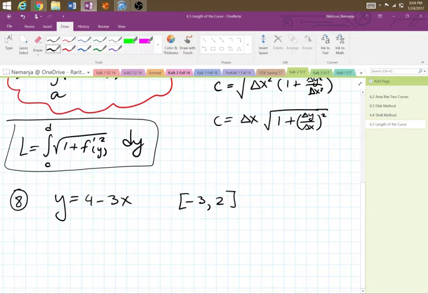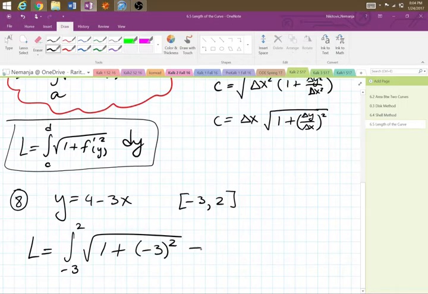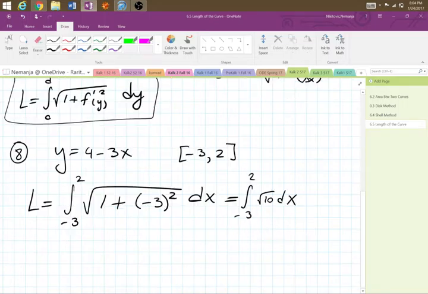So we know that the length of the curve is going to be the integral from -3 to 2 of the square root of 1 plus the derivative of the whole thing, which is -3, squared, dx. Don't forget to square it. That's where the grade dies. Forget to square it. Also for the disk method, you forget to square it. So the integral from -3 to 2, that's a 9, 10, that's root 10 dx. So what's the integral of root 10?